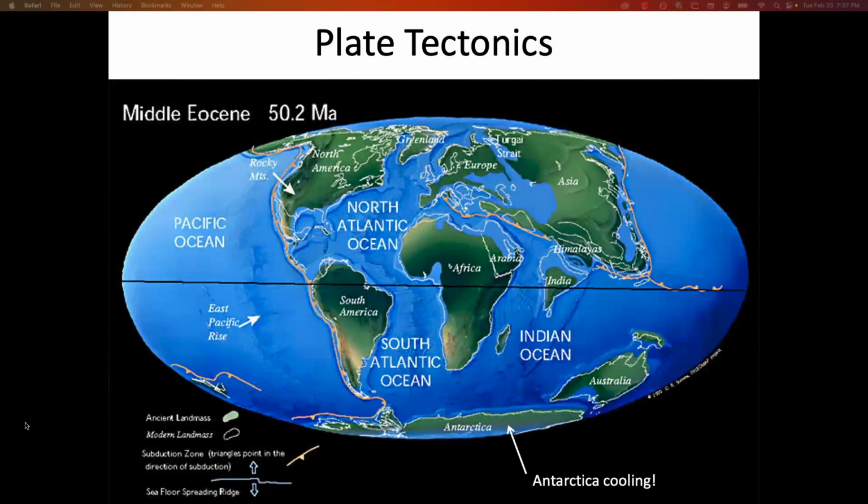And that freeze is largely driven by one major worldwide factor. When Australia breaks away and Antarctica breaks away from South America, it changes ocean currents. So we've been talking about air currents changing because of these mountain ranges, right? Now we're talking about ocean current changes.